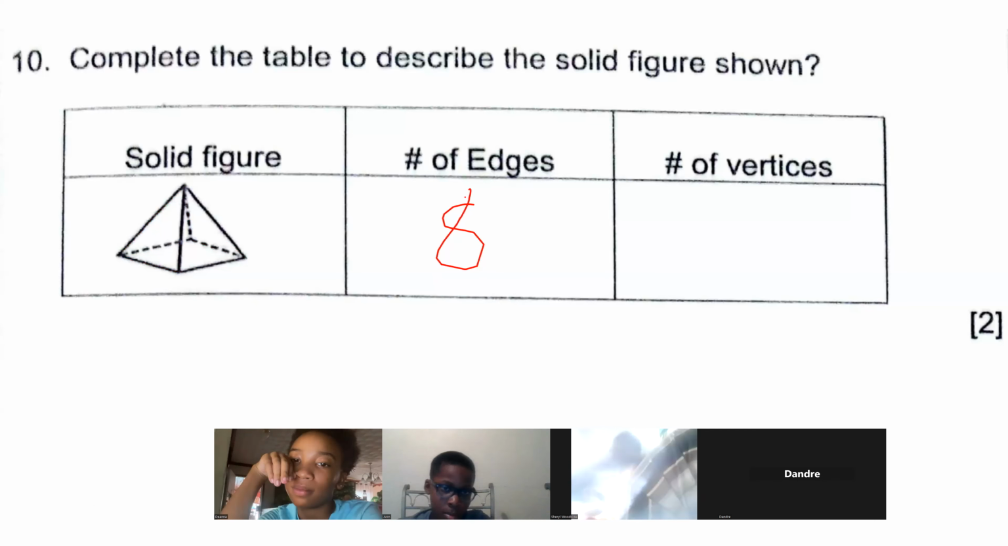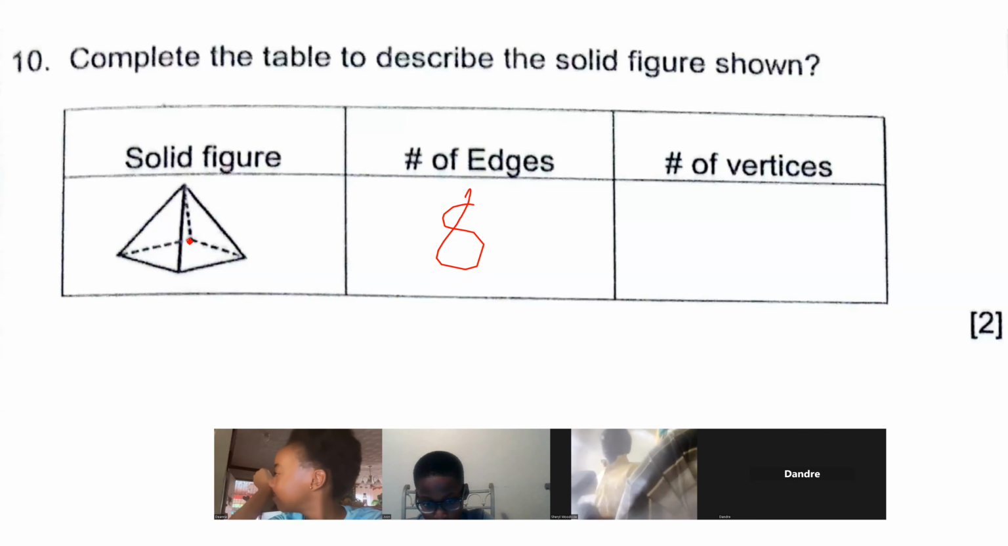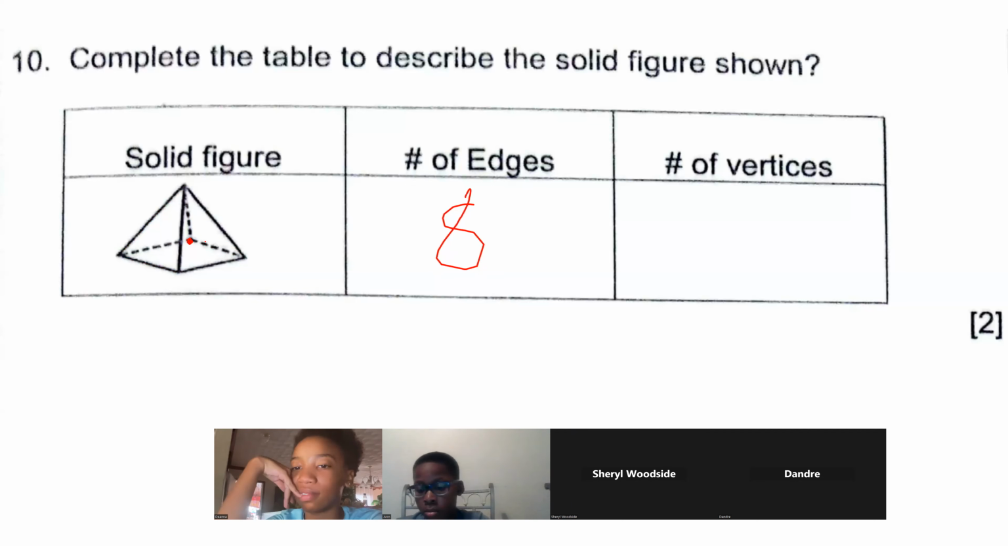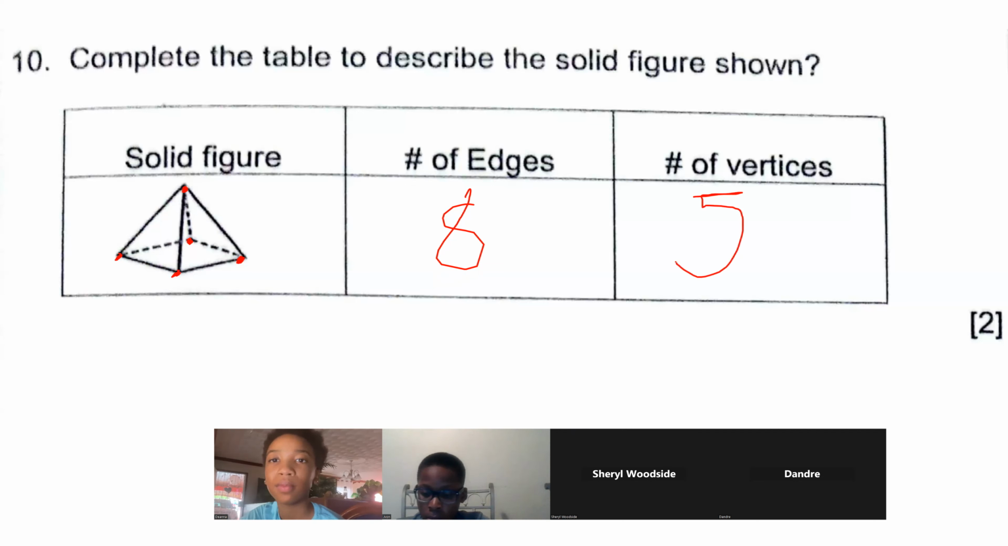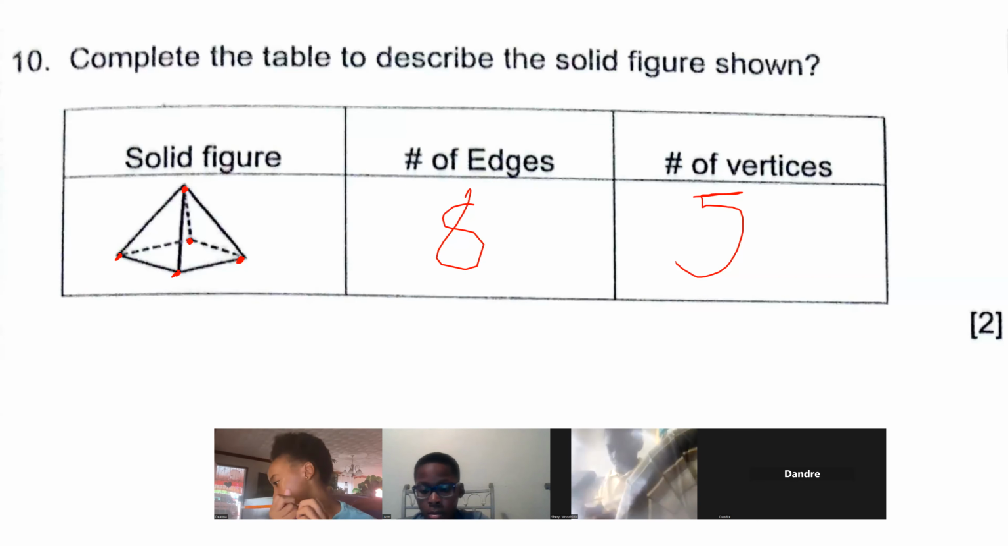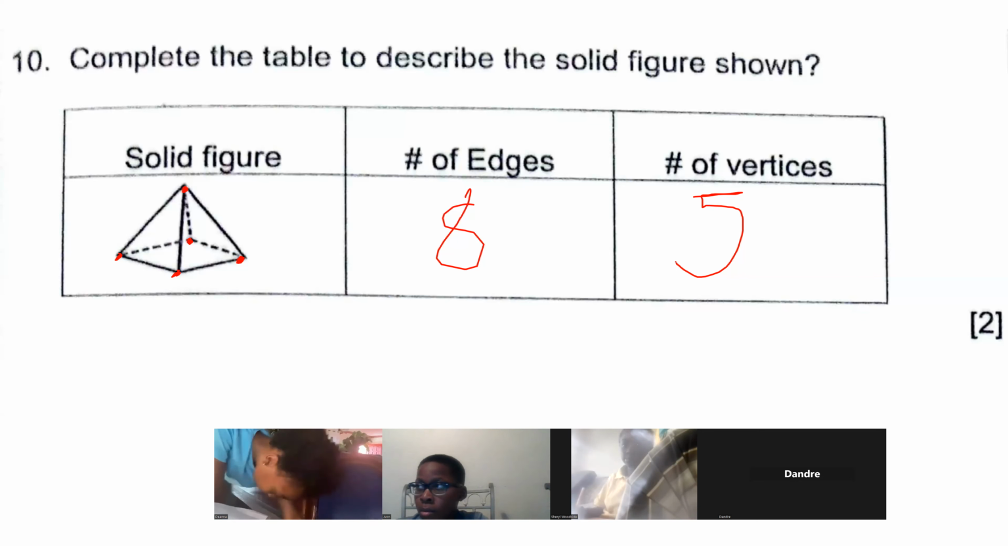We know we have 8 edges. Mr. Petit, give me a chance. 1, 2, 3, 4, and 5. So there are 8 edges and 5 vertices.